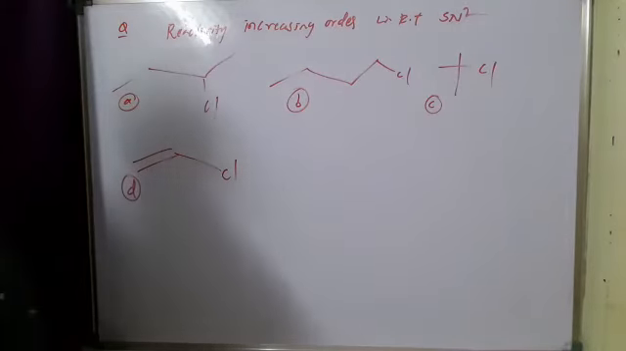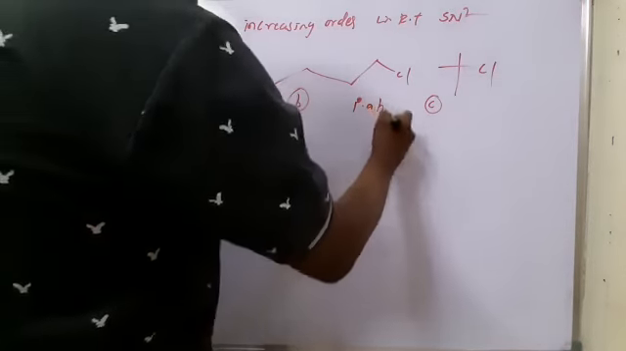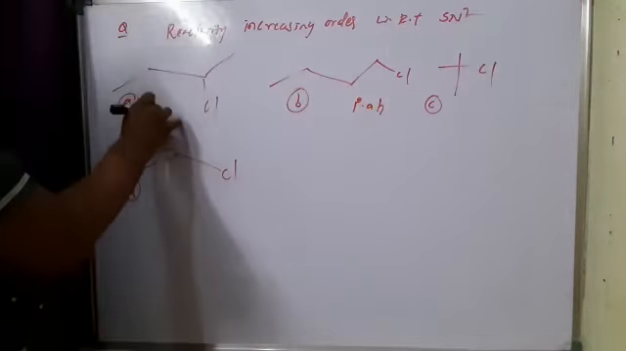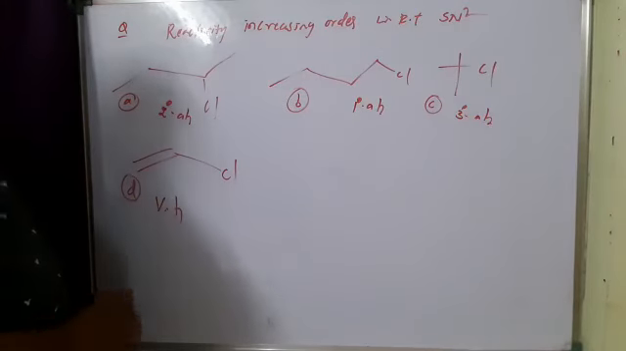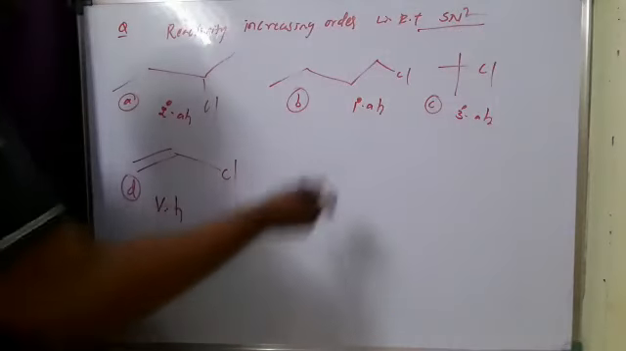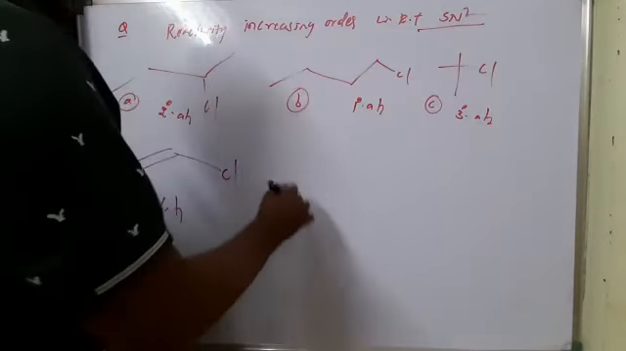So in this case, the reactivity: this is a primary alkyl halide, this is a primary alkyl halide, this is a secondary alkyl halide, this is a tertiary alkyl halide, and this is a vinyl halide. So you know that with respect to the SN2 mechanism, primary is greater than secondary is greater than tertiary. So here B is greater than A, then C. Then what about the vinyl halide?